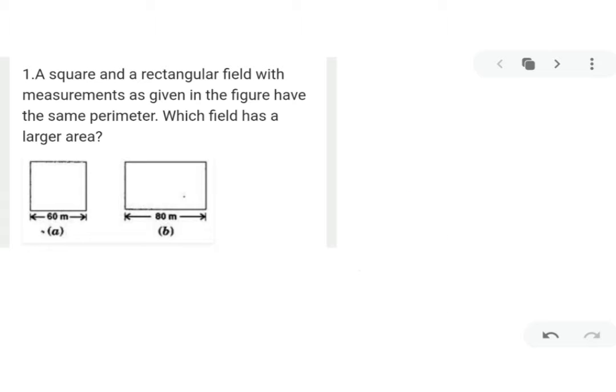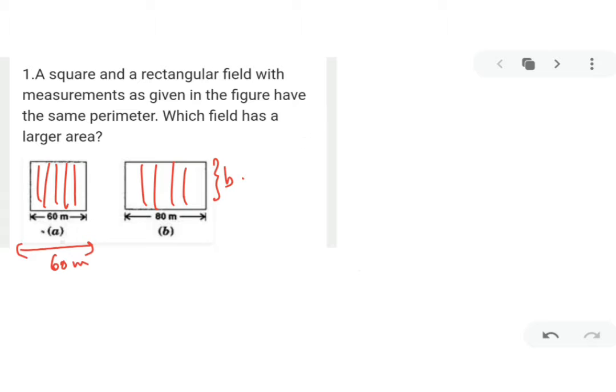Problem number 1 says we have a square and a rectangular field with measurements as given in the figure, and they have the same perimeter. Which field has a larger area? Now if you notice here, this is a square, we can make it out. It has a side 60 meters, but this is your rectangle, but it is not having its breadth. How will we find the area if we do not have the breadth? But for that we have been given that they have the same perimeter. So from there we can just make an equation and find out the breadth.